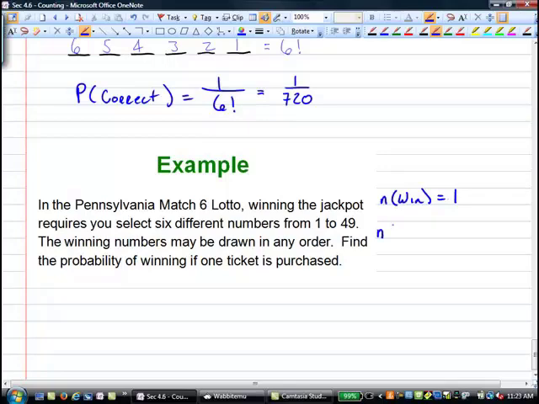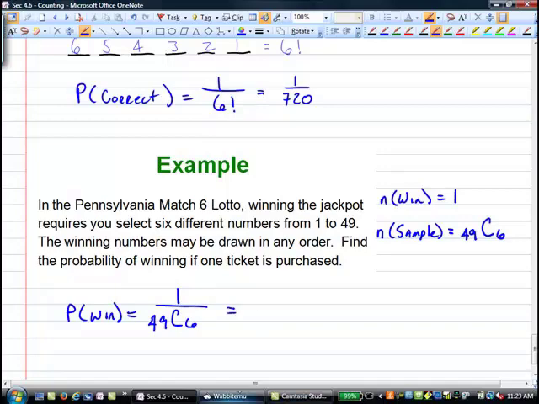Now, the number of elements in your sample space is going to be all possible 6 number combinations with the digits 1 through 49. So we have 49 digits to choose from, and since the order does not matter, we're going to use combinations, and we're combining them 6 at a time. So the probability of winning is going to be equal to 1 divided by 49 choose 6.